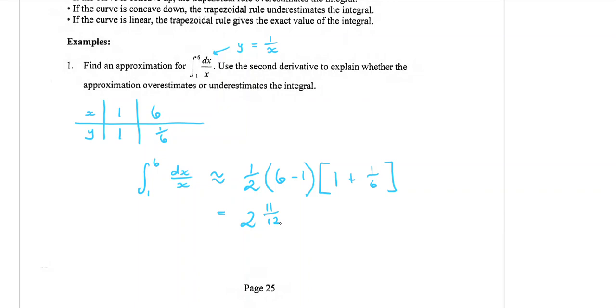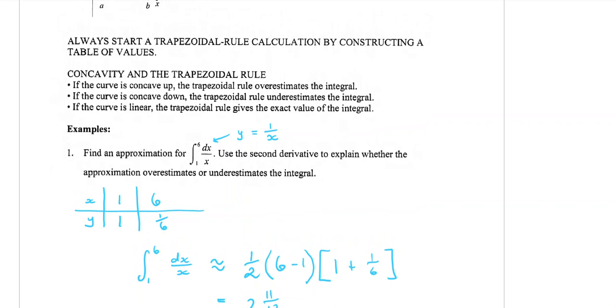Okay? All right. So I have done the trapezoidal rule, but the second part of the question said, use the second derivative to explain whether the approximation overestimates or underestimates. The second derivative talks about concavity. This is saying, is this curve concave up or concave down? Because that tells me whether I've overestimated or underestimated. That's this stuff in here, concave up, concave down.